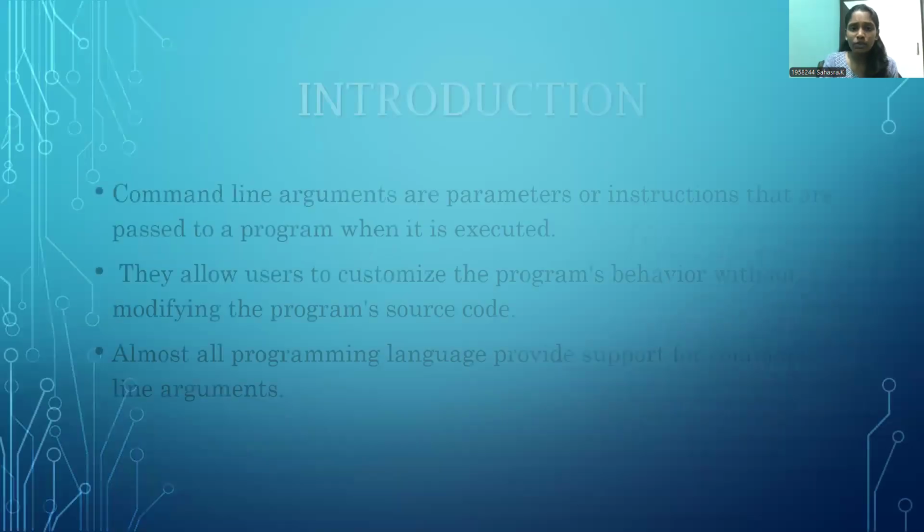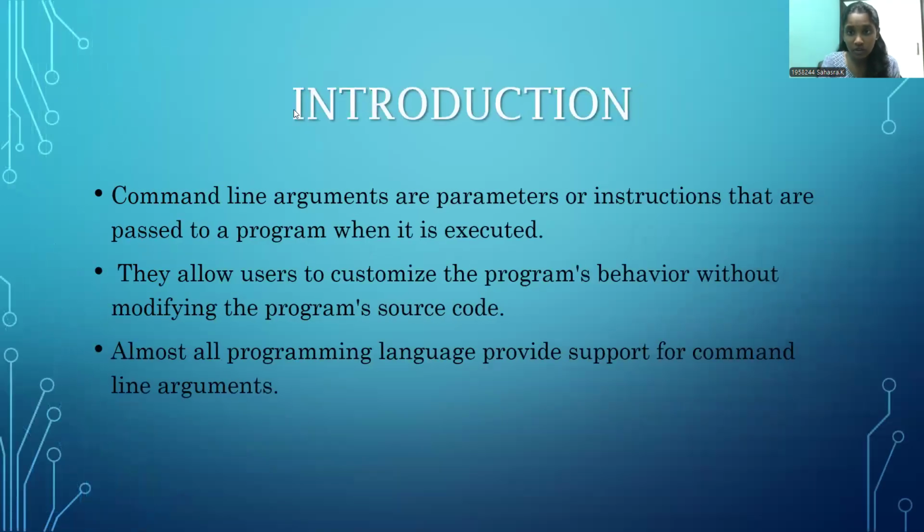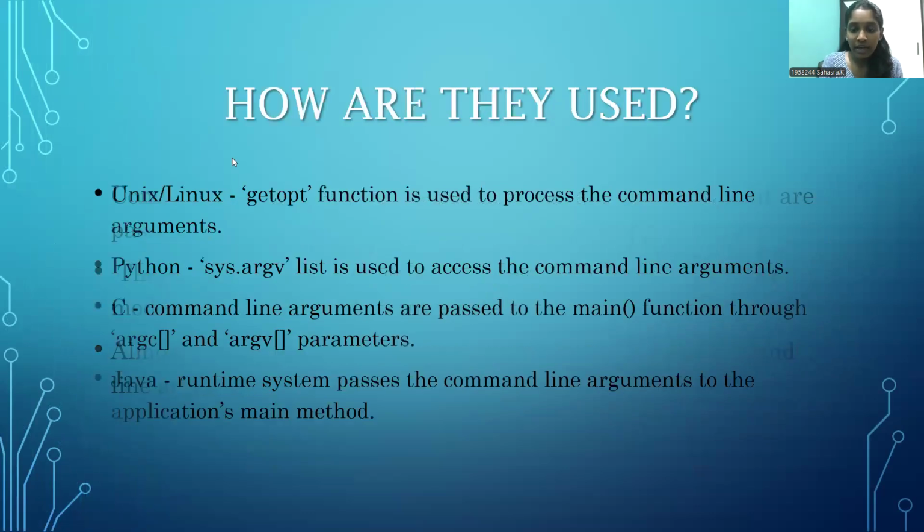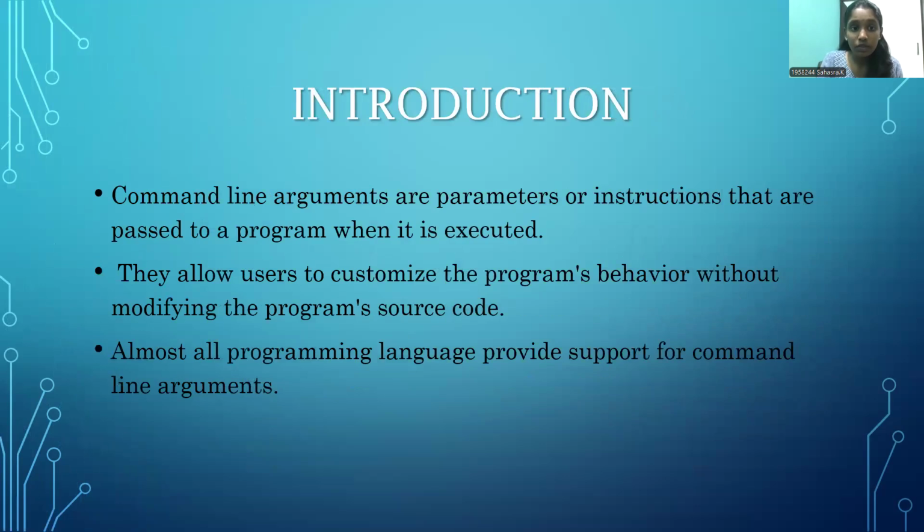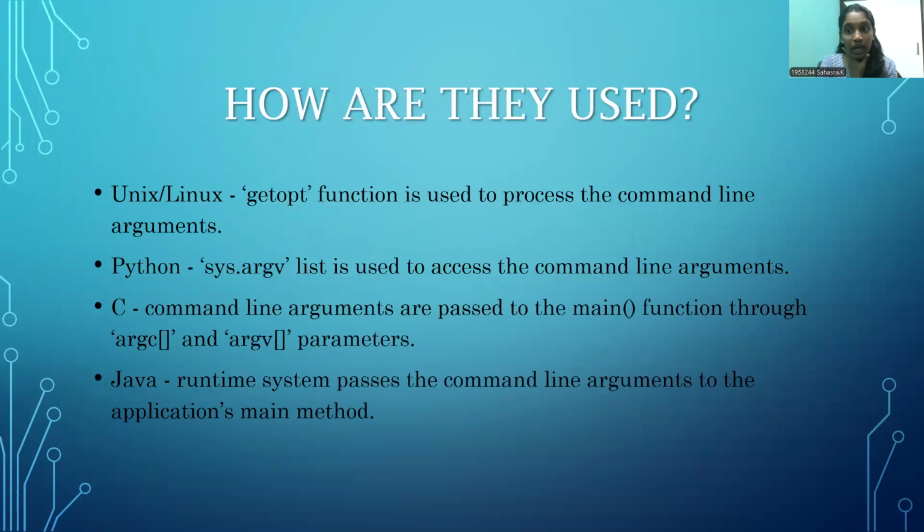So command line arguments are parameters or instructions that are passed to a program when it is executed. And they allow users to customize the program's behavior without having to modify the whole program code. And almost all programming languages provide support for command line arguments. So in this slide, we'll be seeing how we can pass arguments in different languages. So just giving a gist of it.